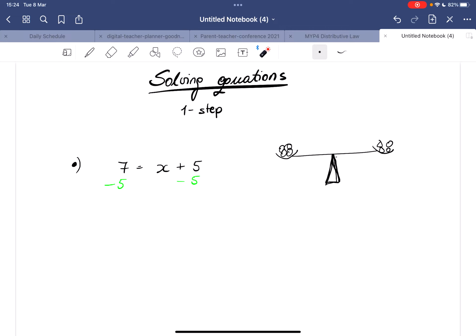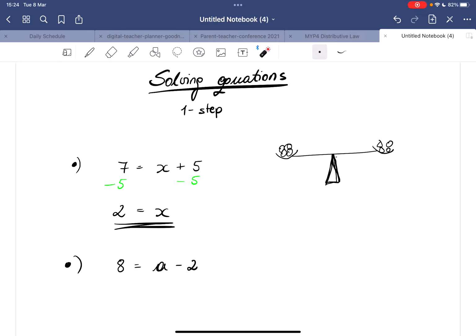7 take away 5 gives us 2. So 2 is equal to x because that 5 is gone. And that's my answer here to this question. Now we can look at this with other operations as well, not only plus. So if, for example, I have 8 is equal to a minus 2.